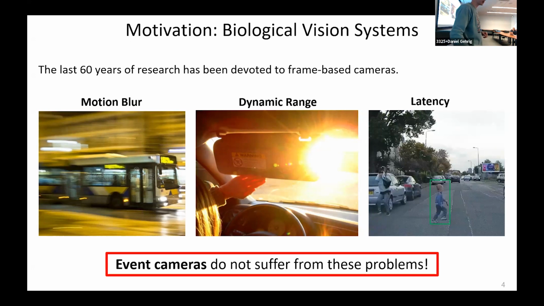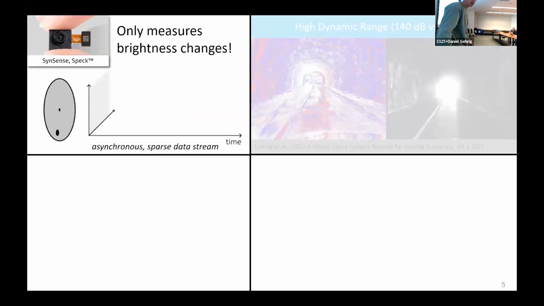In my PhD, I was trying to address these problems with a new sensor and also a new sensing paradigm, which is incorporated in the event camera. So let me go on to explain a little bit how the event camera works. I think most of you already know, but essentially we always use this little rotating disk as a point example of how an event camera works.